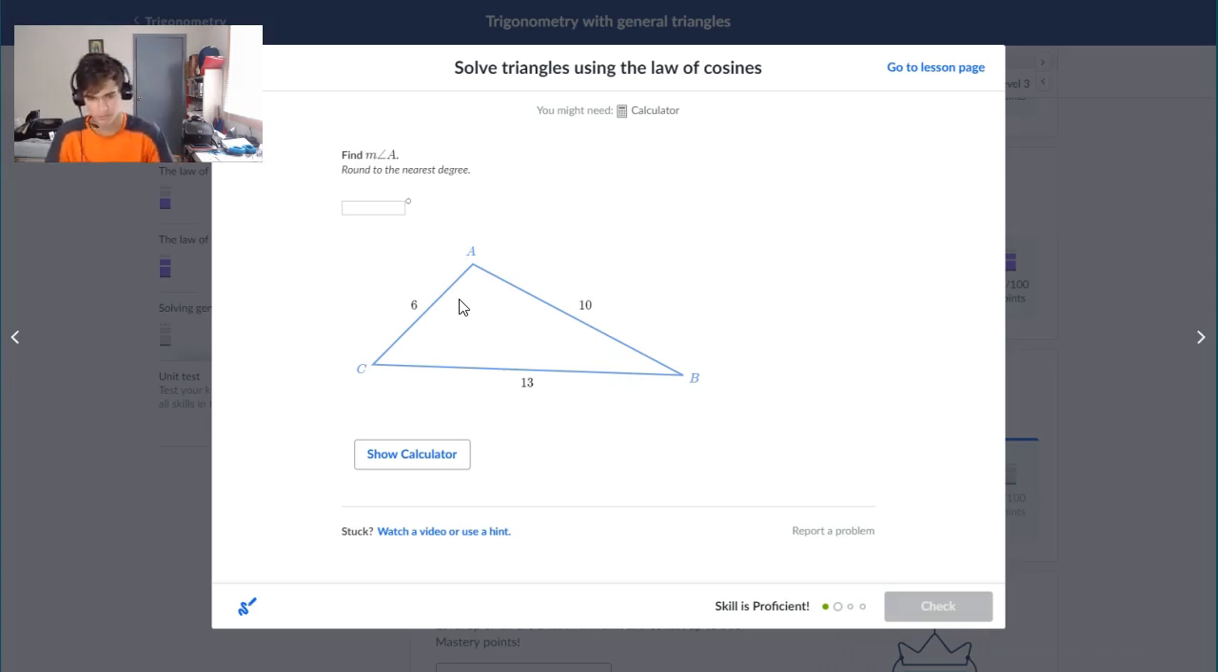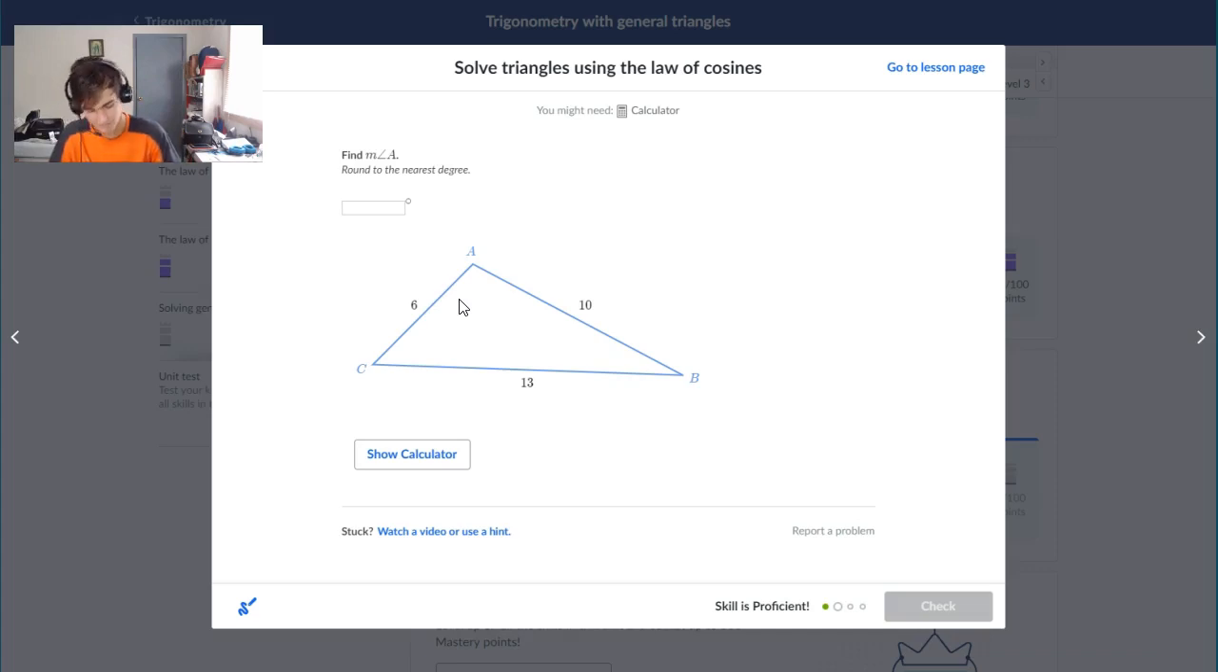So to start, we are going to have c squared, which in this case is going to be 13 because that's the side opposite of the angle. So 13 squared is equal to 6 squared plus 10 squared minus 2 times 6 times 10 cosine theta, because we don't know that. So now let's simplify this a little bit.